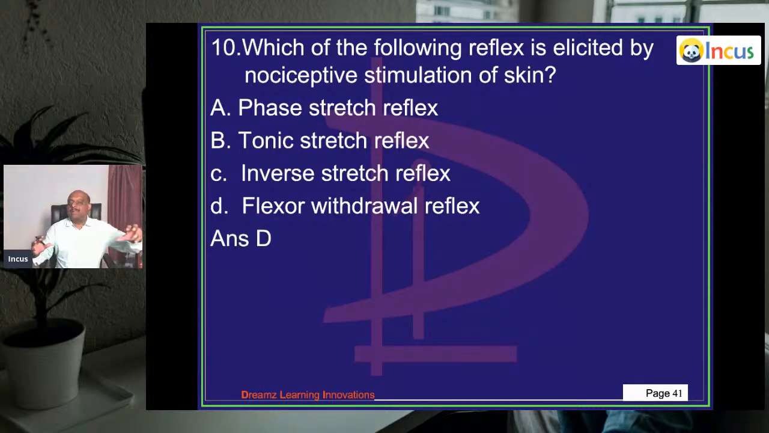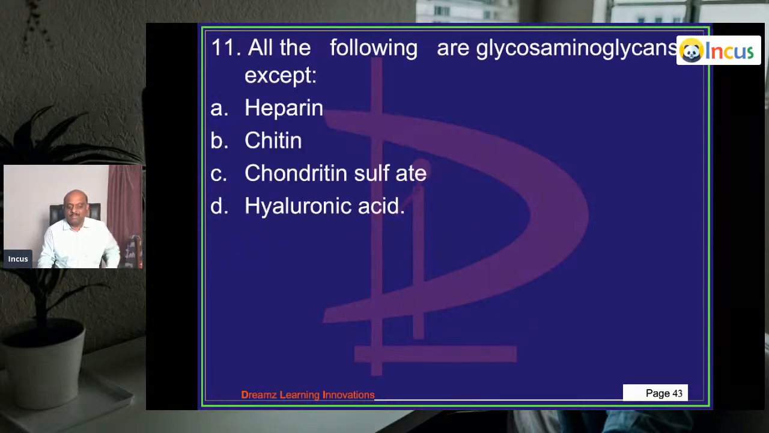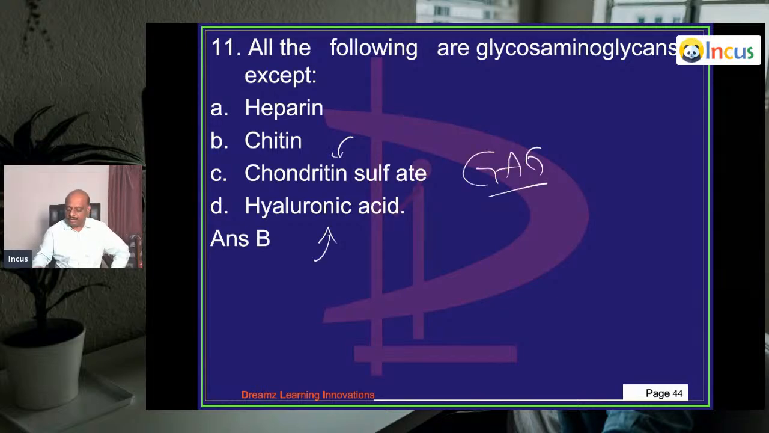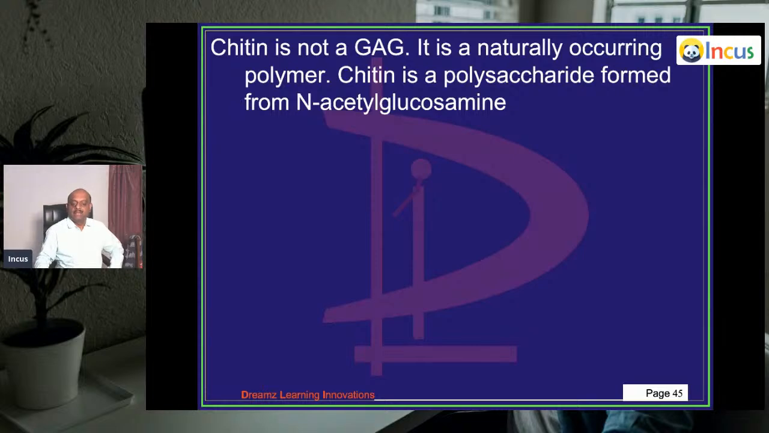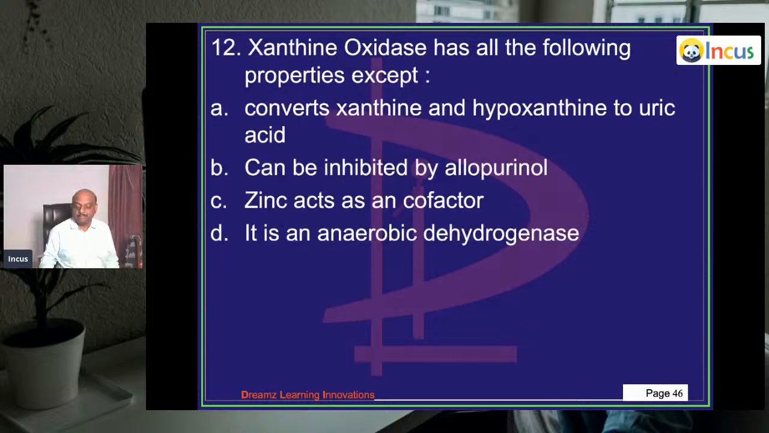Flexor withdrawal reflex. Whenever you apply any nociceptive stimulation of the skin, Babinski reflex bolte na, that one. What is a glycosaminoglycan? Heparin, chondroitin sulfate, hyaluronic acid, glycosaminoglycans. Chitin is not a glycosaminoglycan. It is a naturally occurring polymer.